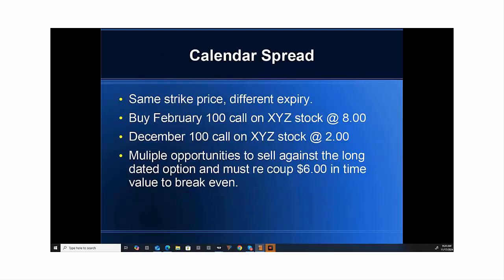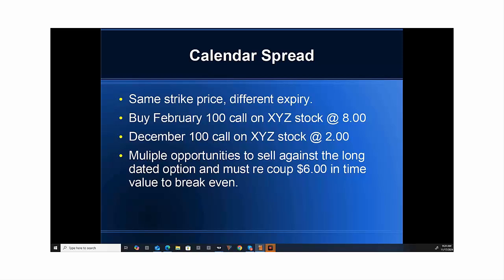Now, let me give you a basic example of what we would call a calendar spread. This is the same strike price option, but a different expiry. For example, we may buy a February 100 call on XYZ stock at $8, and let's say it has 4 months to expiry, and we can sell a December 100 call on XYZ stock that has a month to expiry, and say we get $2.